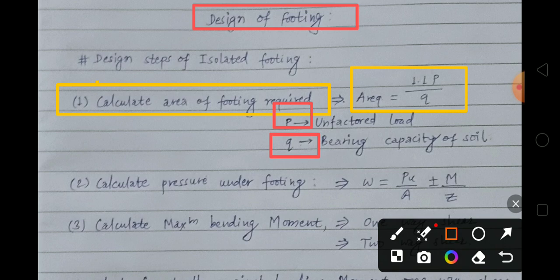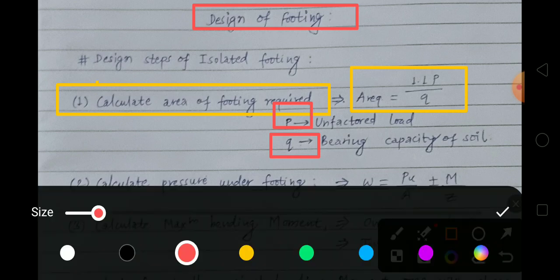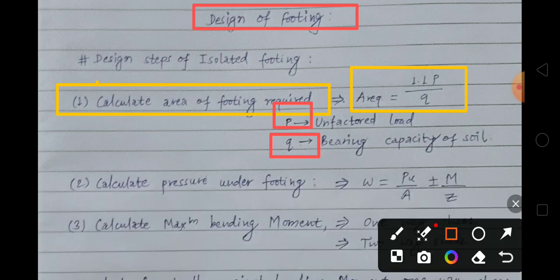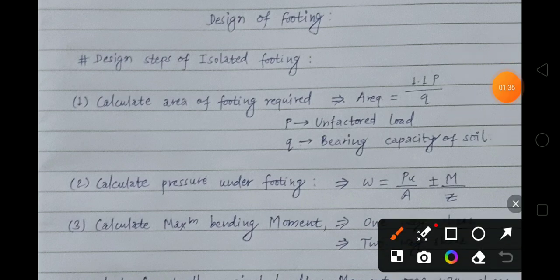The value of P, the on-factor load, is already given in the question, and the value of q, that is the bearing capacity of soil, is also given in the question. So with the help of these two known values we can calculate the area required.